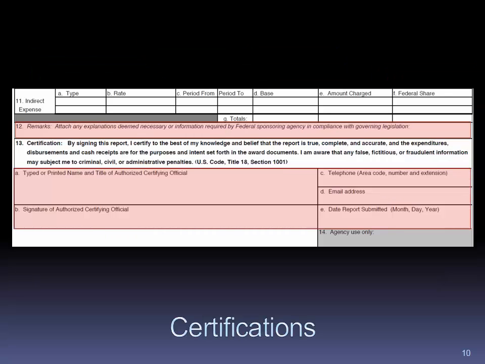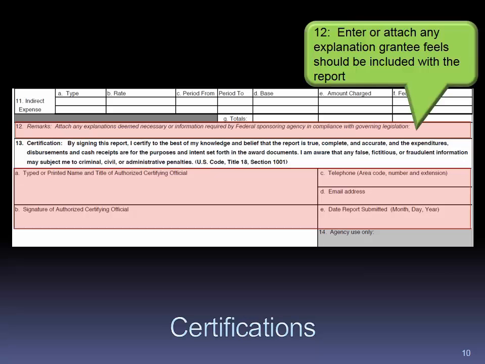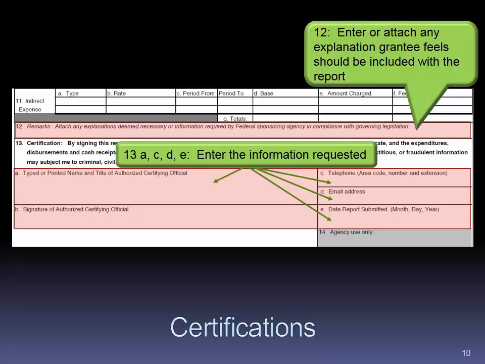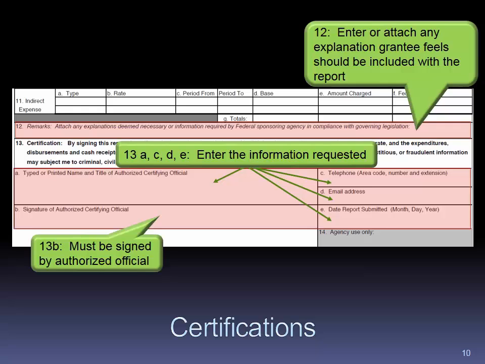For the certification section, on box 12, you're going to enter any explanation that you feel is necessary for anything you've entered on your report. For section 13A, C, D, and E, you're going to enter the information requested. And for 13B, you're going to have your authorized organizational representative sign your form.